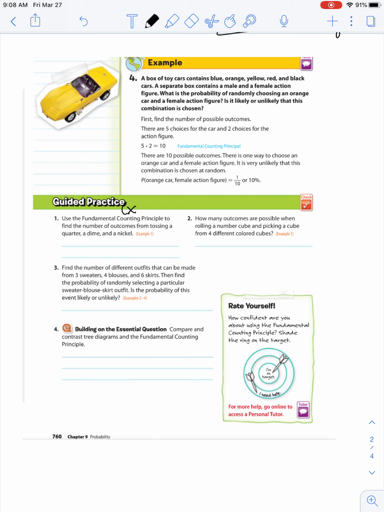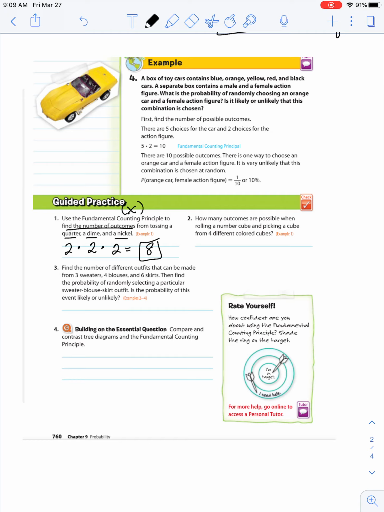So when you guys read that, just think, hey, I need to multiply. And we are tossing a quarter, a dime, and a nickel. So this is asking us to find the number of outcomes. So to do that, we're just multiplying. So when you toss a quarter, there's just 2 options or 2 outcomes. Same thing for a dime, same thing for a nickel. So multiply those together. 2 times 2 is 4, 4 times 2 is 8. So there would be 8 different outcomes.